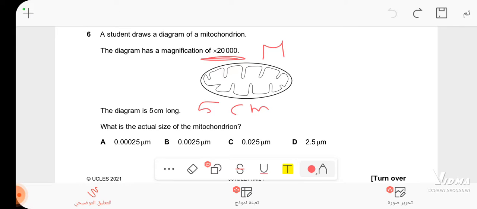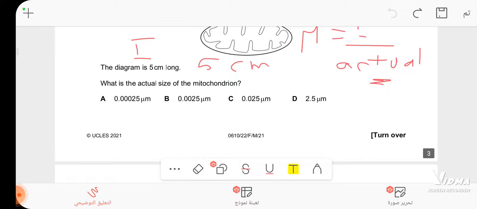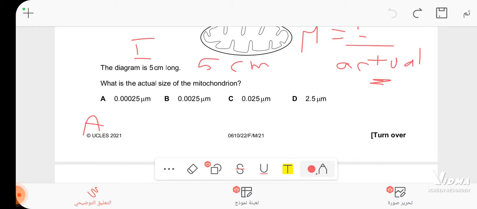Okay, for the actual size here, you have to remember the law of magnification. Magnification equals image length, the length of the picture, over actual length. The actual length is the real length under the microscope. He gave us the image, and it is easy to find the actual length by substitution. Actual length equals image of 5 centimeter.